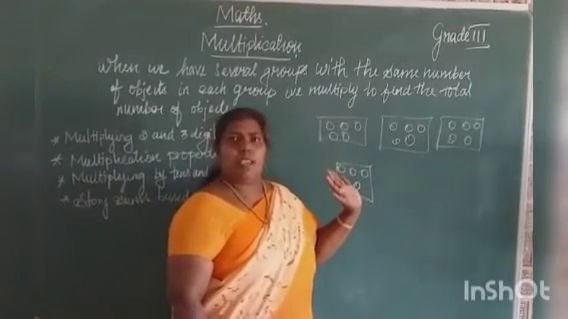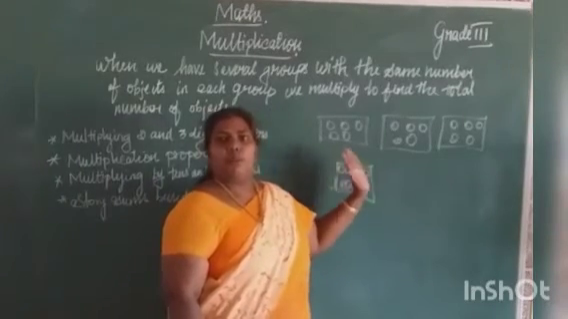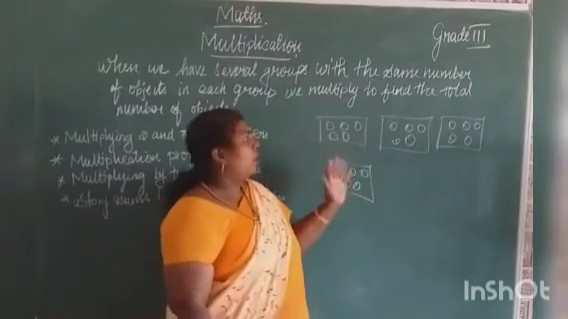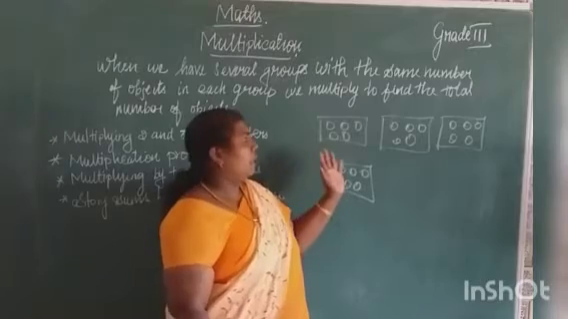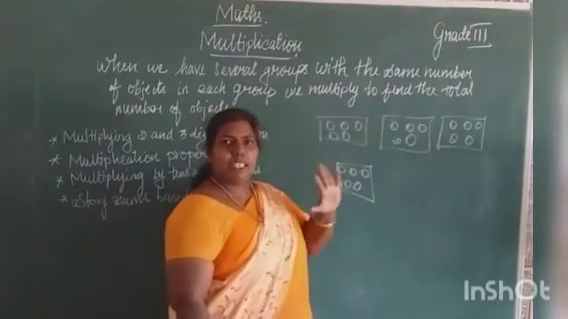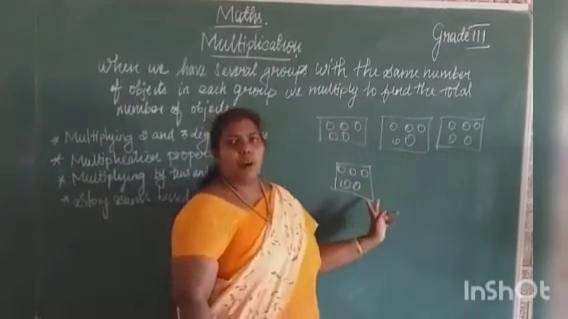5 chocolates, okay. Then we want to find the sum. Here we want to find the total number of chocolates. So here no need to count the chocolates. Directly we can get the answer. How do you know? In each box 5 chocolates. Then how many boxes here? 1, 2, 3, 4 boxes, right?